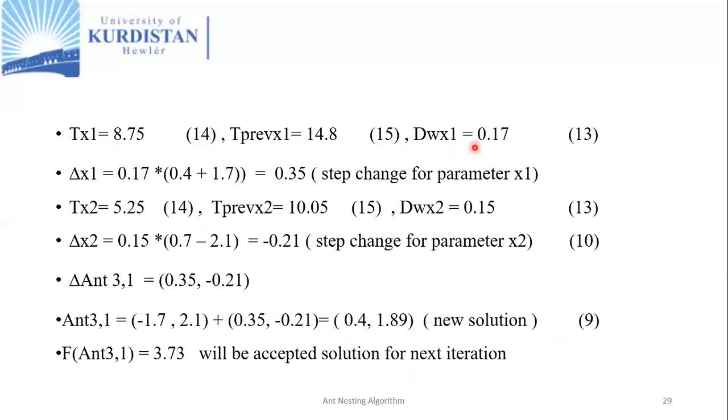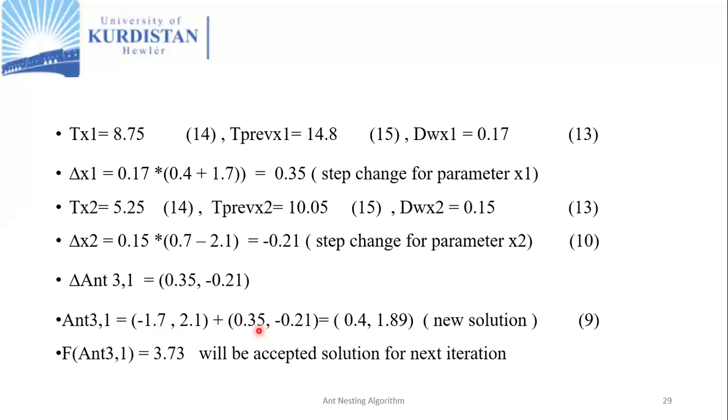So here I put equation 14 to find the current tendency and previous tendency, equation 15, and equation 13 for the position weight for the first dimension. Likewise for the second dimension, equation 14, equation 15 for the second tendency rate, and equation 13 for the position weight for the second dimension. Now use equation 10 to get the change, and add this to the current value, minus 1.7 and 2.1, the 2 dimensions that we have.